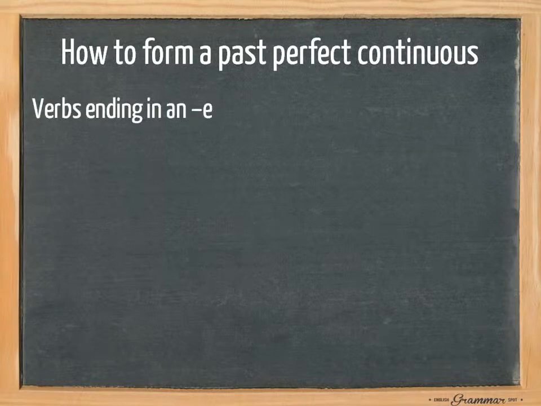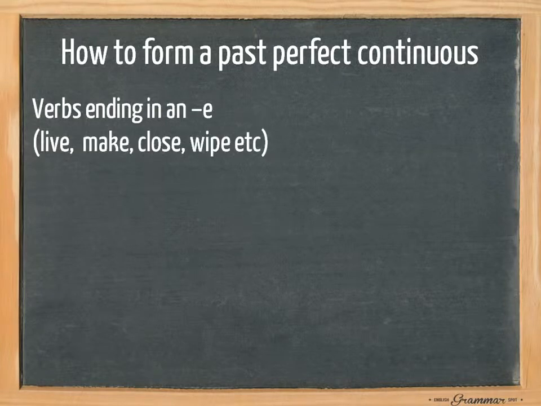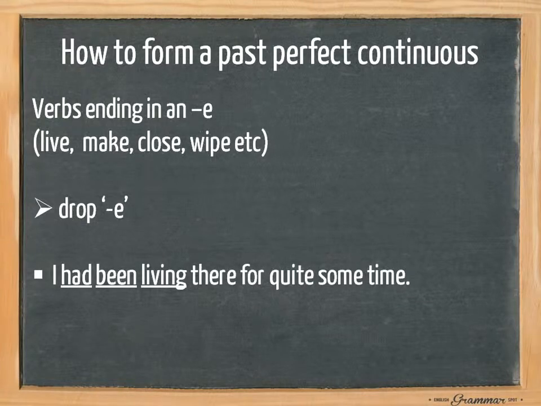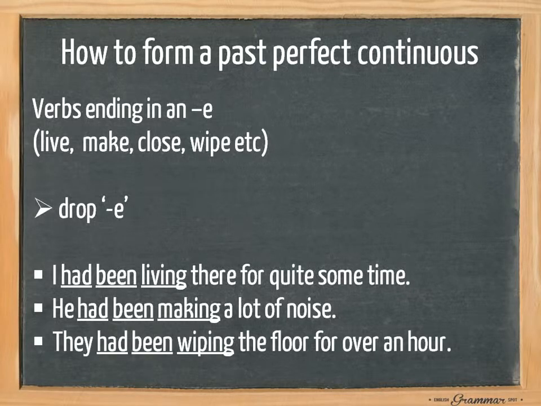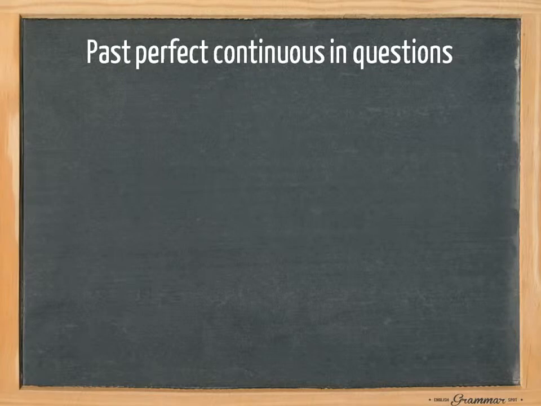We need to pay special attention to verbs that end in an E, such as live, make, close, and wipe. These verbs drop their E. Take a look at the examples. I had been living there for quite some time. He had been making a lot of noise, and they had been wiping the floor for over an hour.